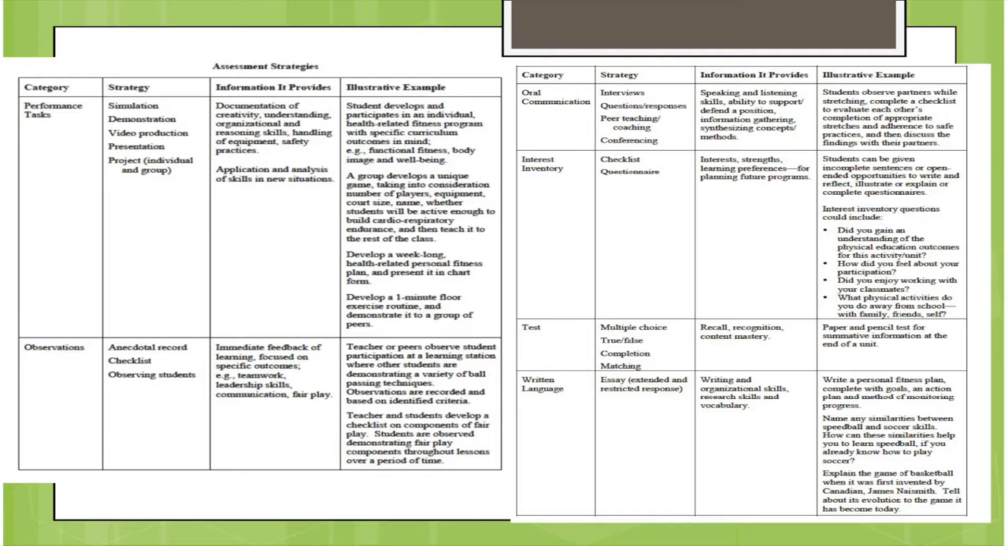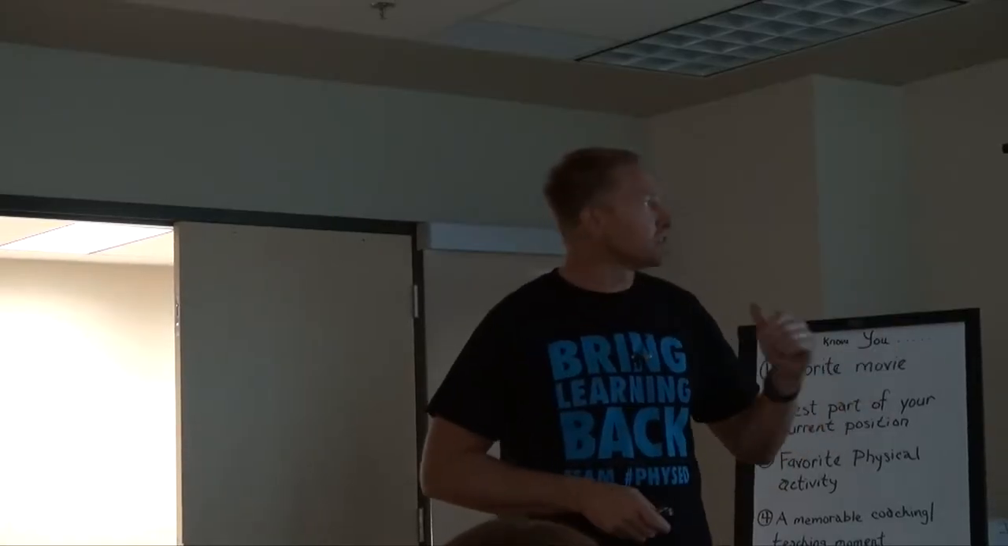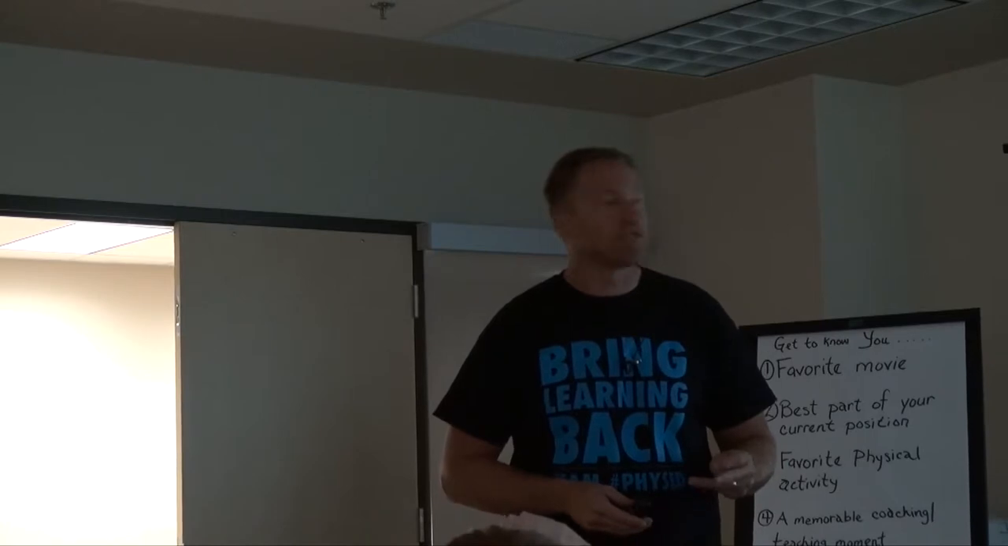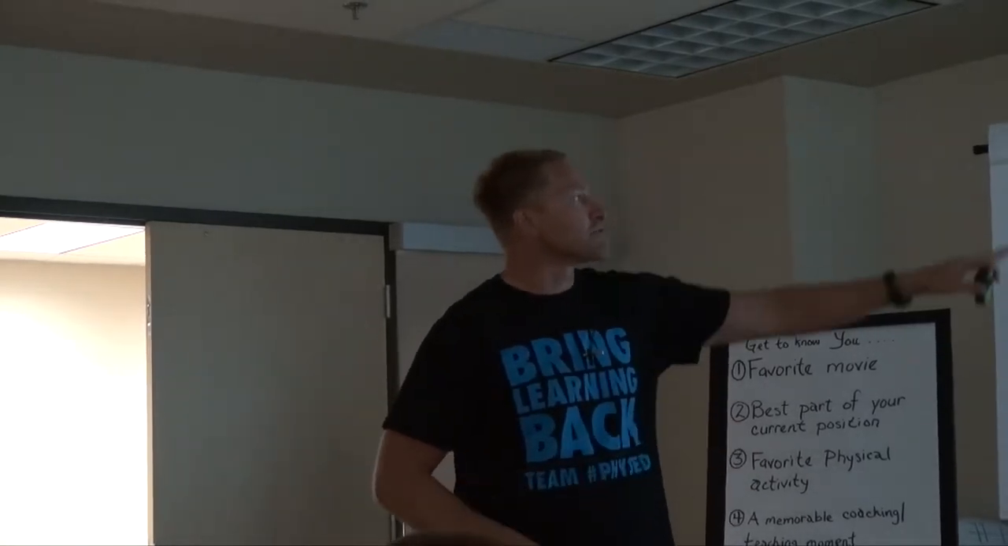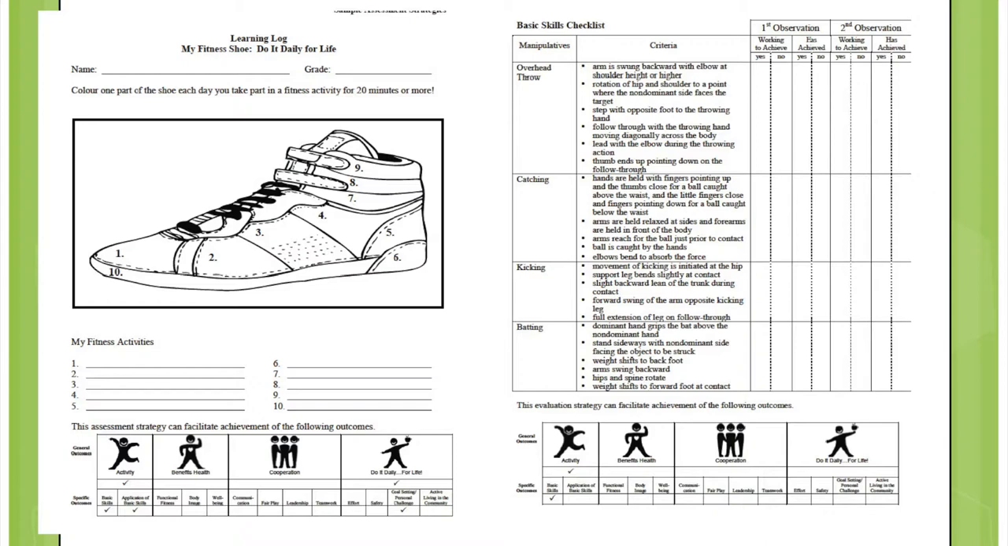I'm going to skip this one. There's just a ton of different ways, and I know we could come up with all of these here, because you've got performance assessments, observations, oral communication, inventories, written tests, everything else. These are some examples off of some EverActive Schools materials, different ways of assessing. This first little learning log, you're essentially assessing active participation. What are they doing at home? Are they participating actively? This next one is basic skills. It's simply a checklist. I know you can't see it very well, but there's a first observation and a second observation. Overhand throw, catching, kicking, batting, and you may continue to move through that. Directly linked to curriculum as we go along.